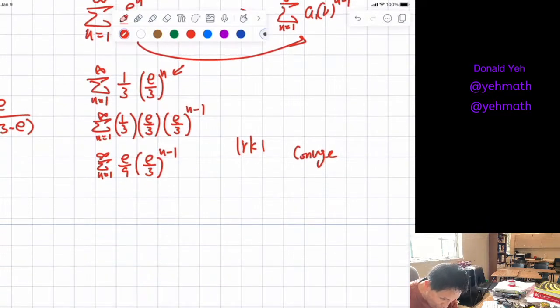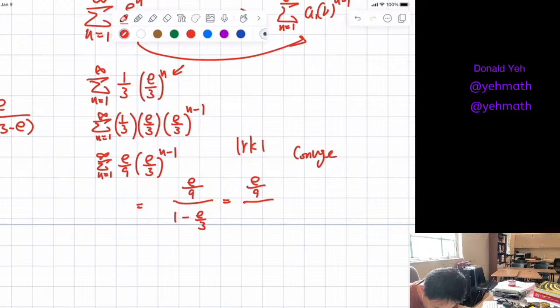Not yet. Now I'm going to do a1, which is what? e over 9, over 1 minus e over 3. So that's e over 9 over 3 minus e over 3. That's equal to e over 9 times 3 over 3 minus e. This simplifies down to e over 3 times 3 minus e. And that was my answer.